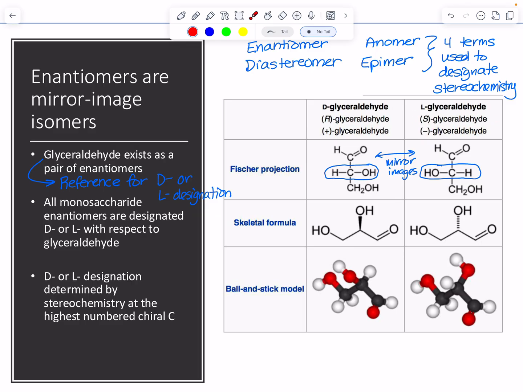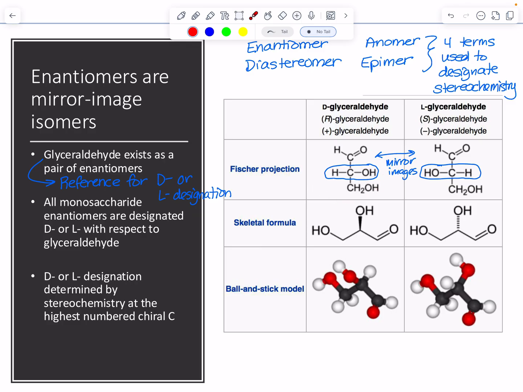And that corresponded to how that chiral molecule would rotate optically polarized light. And it would do it differently if your functional group was projecting off into one direction or the other. With carbohydrates, we do designate the stereochemistry at the highest numbered chiral carbon. In this case, there's only one, so that's carbon number 2. We designate it as D or L, and we do it with respect to glyceraldehyde.